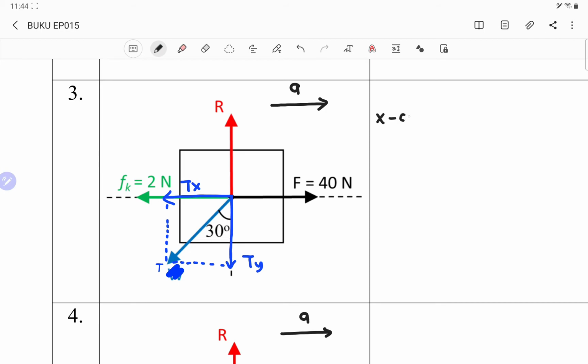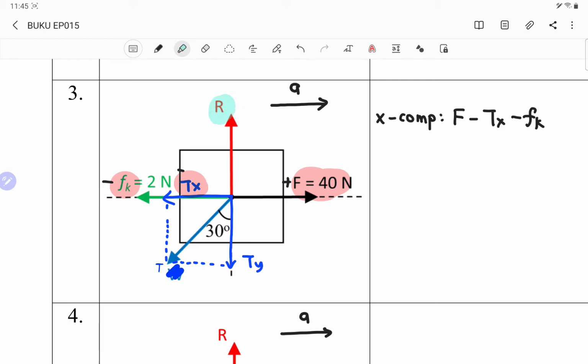Okay, to write the equation for the X component. Kita tengok pada paksi X, kita ada F equals to 40. Kemudian kita ada Tx and also Fk. So we have 3 component pada X-axis. So the one yang ikut arah motion ataupun acceleration adalah force equals to 40 degree. So this one is positive, negative Tx, negative Fk. So our equation would become F minus Tx minus Fk.